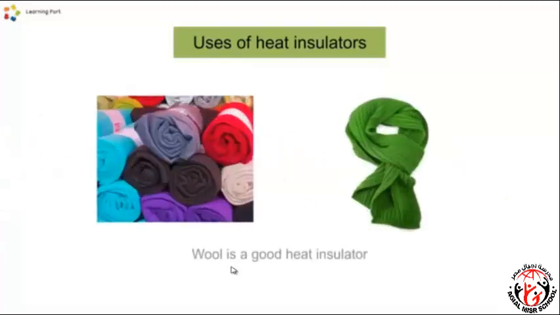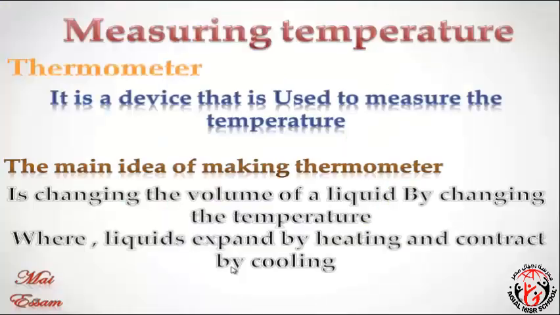Woolen clothes and blankets trap a layer of air. The wool and air prevent heat loss from our body, thus keeping our body warm. Measuring temperature. Thermometer. It is a device that is used to measure the temperature. The main idea of making a thermometer is changing the volume of a liquid by changing the temperature, where liquids expand by heating and contract by cooling.